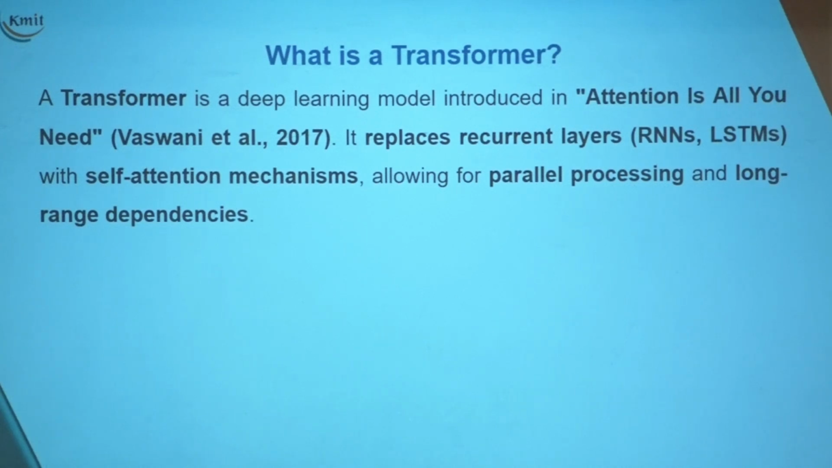And then my next input would be "am." Now X of t is "am," and "I" would be X of t minus 1. Now for the next layer, what would be the input? "I" from the H of t minus 1, and "am" from X of t. So how do RNNs process data? One word at a time, that is sequentially, not parallelly.